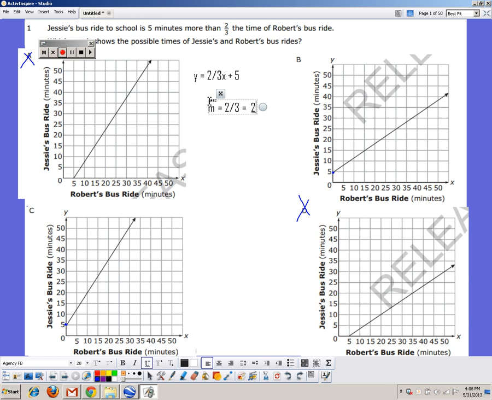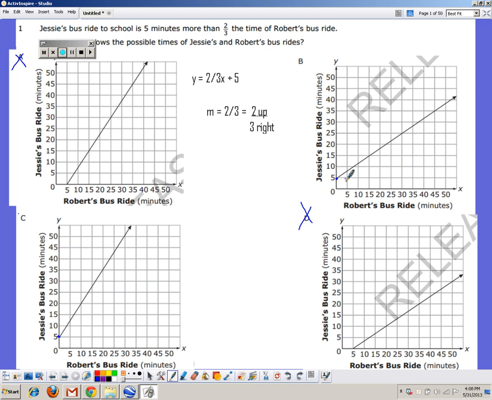2 up and 3 to the right. So we start from our y-intercept, and we're going to move 2 up, 1, 2, and 3 to the right. And we land on the line at B. And we do a second one, 2 up, 3 to the right, we land on the line. If we look at C, we go 2 up and 3 to the right. We're not on the line. Therefore, our answer is B.